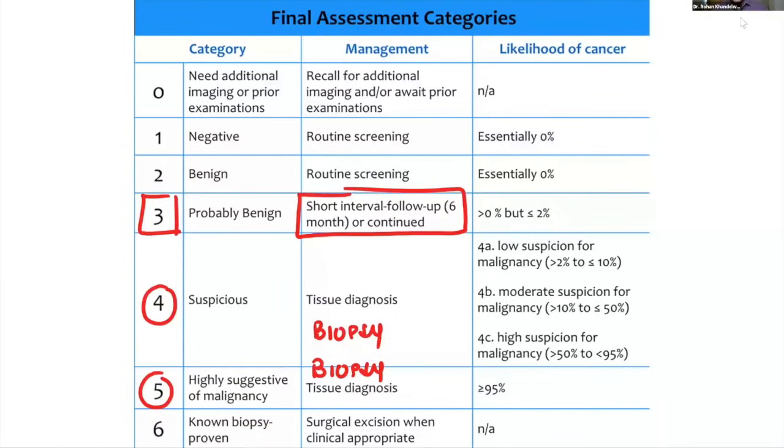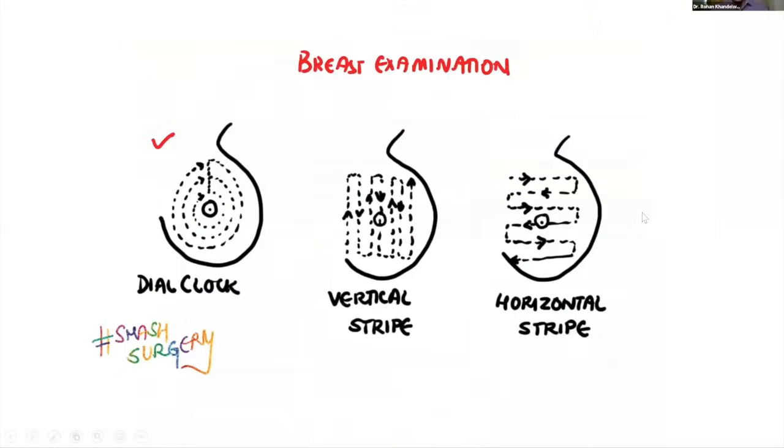BIRADS 4 is a suspicious lesion. All suspicious lesions should be biopsied. All BIRADS 4 lesions should be biopsied. BIRADS 5, also lesions with high risk of malignancy, should also be biopsied. And BIRADS 6 is a biopsy proven malignancy. So this is the BIRADS score. You should know about this.